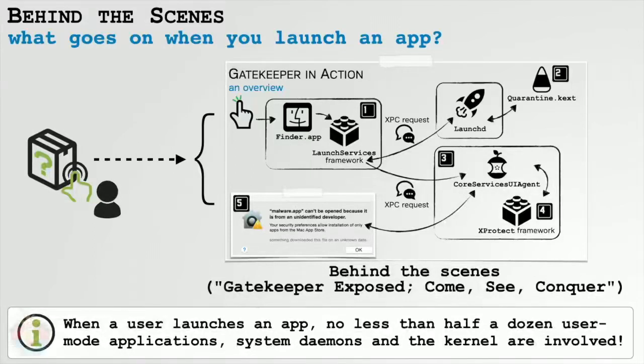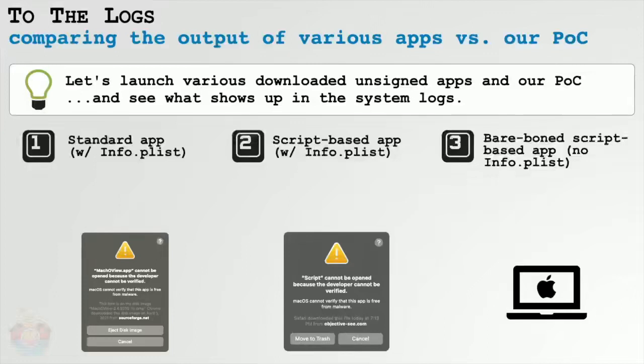Unfortunately, this was somewhat difficult because when a user, or someone like myself who's researching a flaw, double-clicks an application, there are a myriad of system components that behind the scenes come into play. No less than half a dozen user mode applications, system daemons, and even the kernel gets involved in parsing, processing the application, and ultimately launching this. So the question was, which one of these components was flawed?